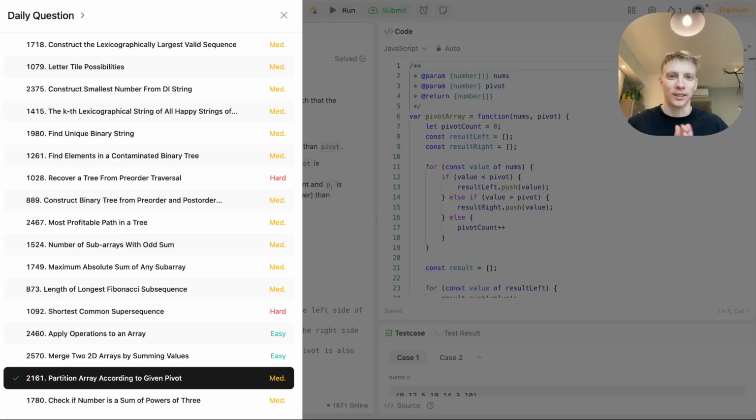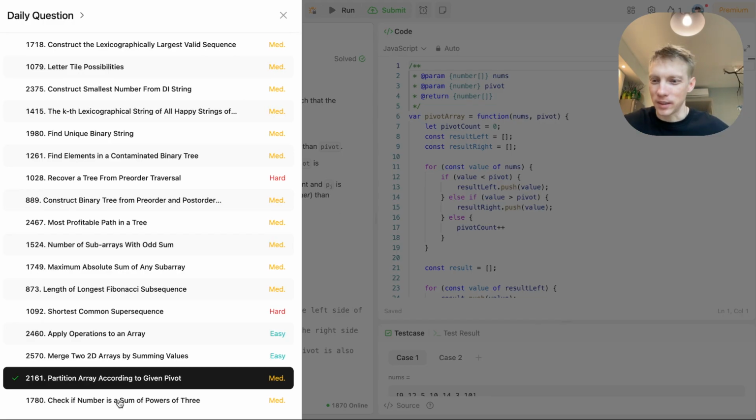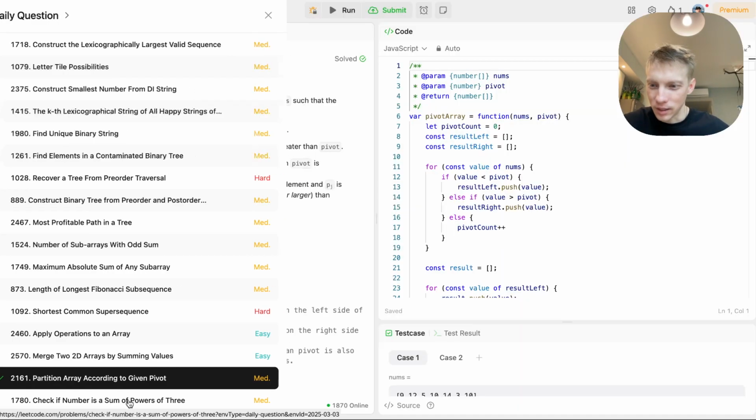Hi everyone. After yesterday's daily tasks on LeetCode, I installed software that I can use to translate my webcam. And today is the time for the next one. Let's see what do we have here.